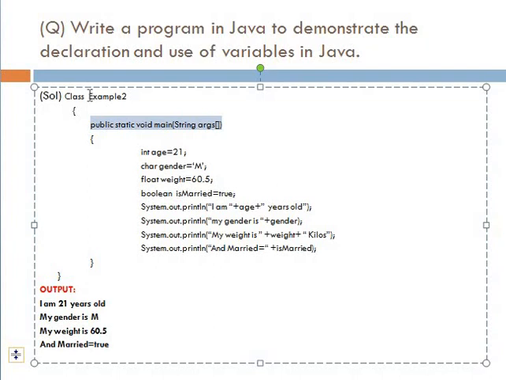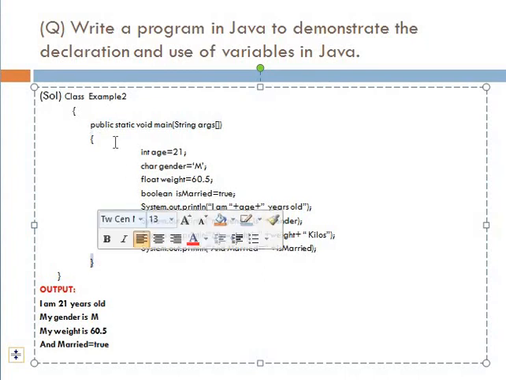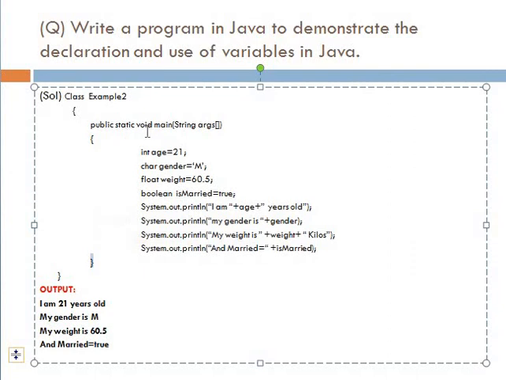Now just as the class example2 has a body, in the same way the main method will also have a body represented by the opening brace and the closing brace. Now inside the body of this main method there is a set of Java statements, as I have highlighted. Each of these statements inside the main method shall be executed one by one.